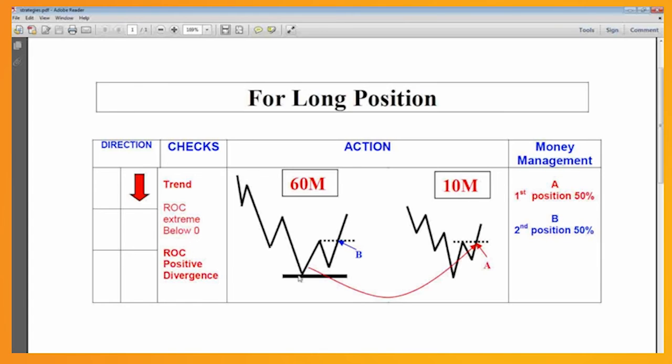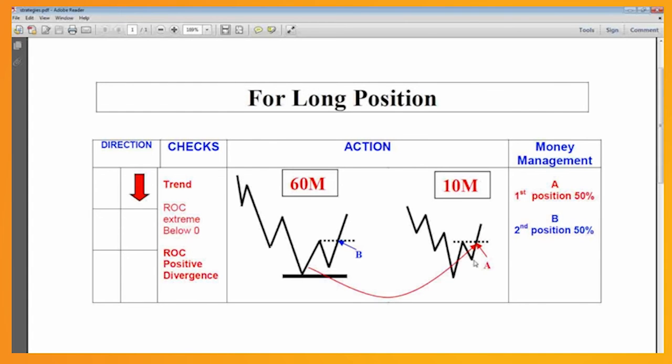Of course, if the failure swing is somewhere here and then it's going to come down again to break the all-time low, you have a position already very close to the low. So you close this position and you go break even on the other one. Then again, you diminish the losses from the stop losses. What you have to check again is that you have a downtrend, then the ROC is at the extremes below zero, and also positive divergences. So in this case, expect the next failure swing on the lower time frame.